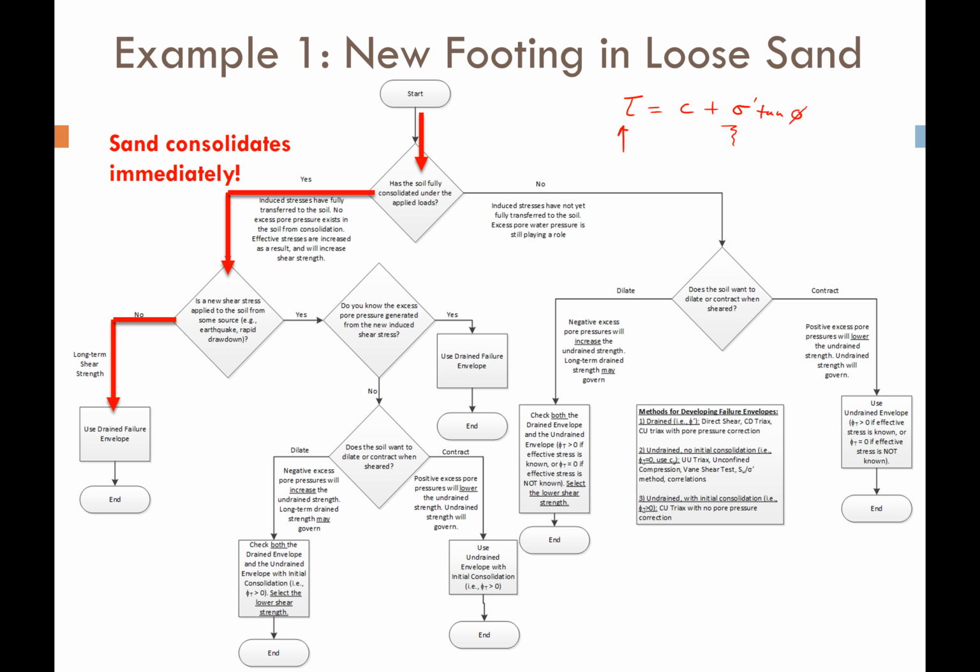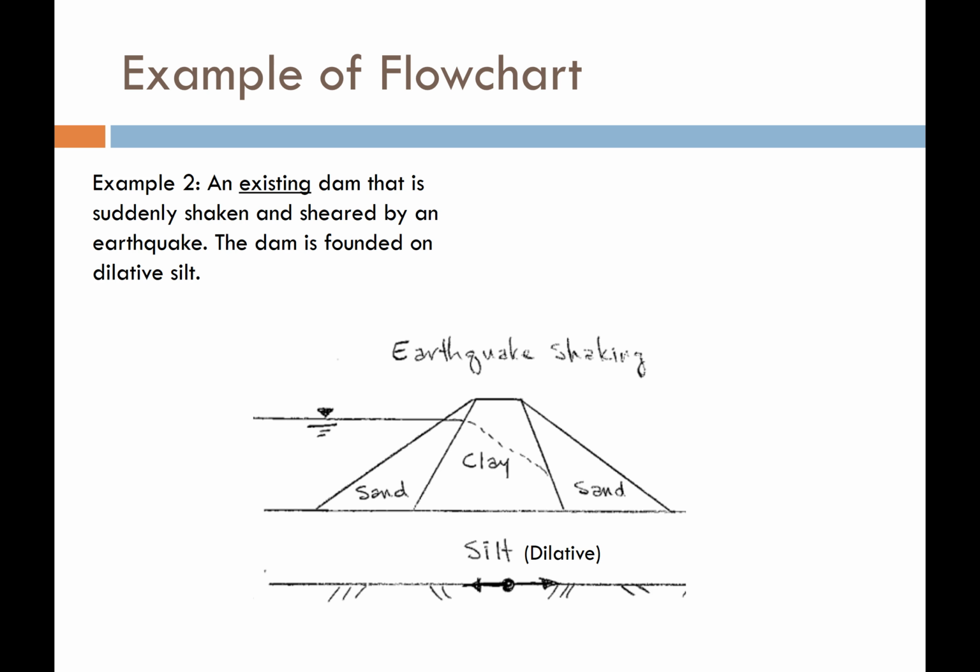Therefore, following the flowchart, we can see that for this problem, we're going to design with the long-term shear strengths. We're going to use the drained failure envelope. To get the drained failure envelope, we can use a direct shear test, a CD triax, or a CU triax with pore pressure corrections. That's how we would obtain those values for design. Cool. It's easy, right? So why don't we practice with one more, maybe a little more challenging problem.